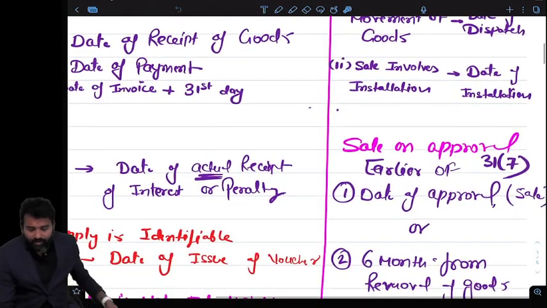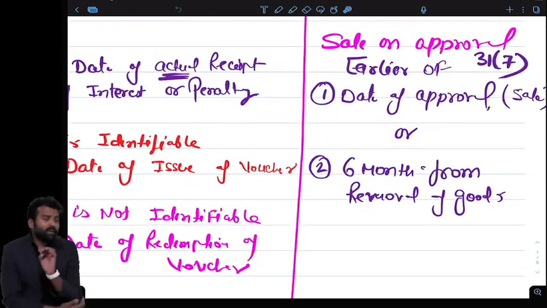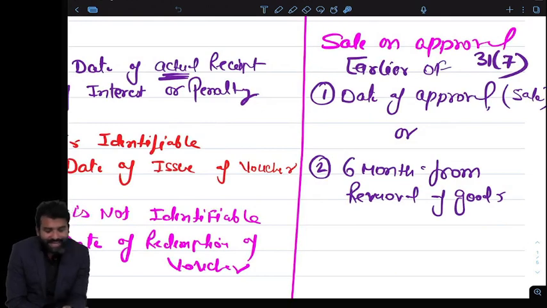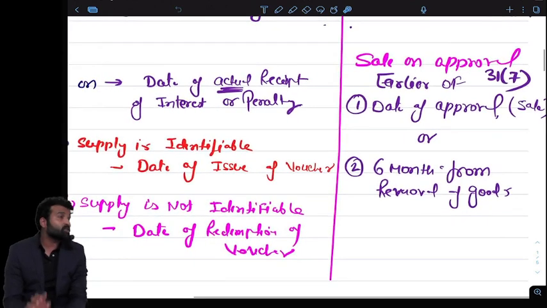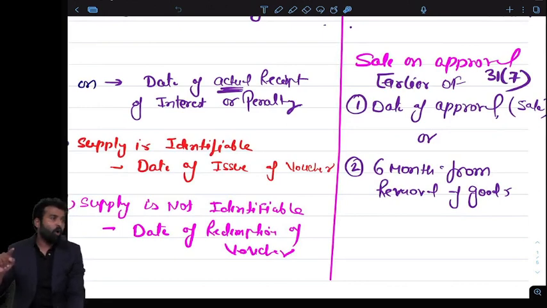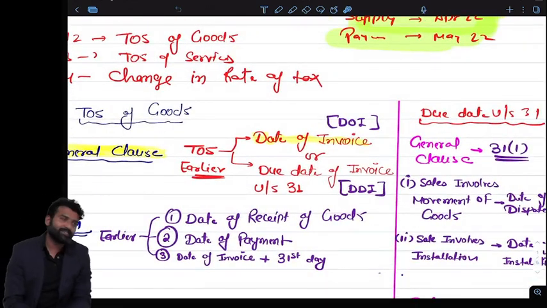Okay. Now, sir, what in case of approval? This is very interesting. In case of approval, the due date of invoice will be the date of approval or 6 months from the removal, whichever is earlier. So now there is no dispatch, because I have already told you that on dispatch I will not be paying the GST. On dispatch I will not be preparing the bill in case of sale on approval. In case of sale on approval, I will be preparing the invoice when I receive the approval. But what if I am not receiving the approval? Then they are giving a time limit of 6 months. So whichever is earlier is the due date of invoice, and date of invoice or due date of invoice, whichever is earlier, is the time of supply.